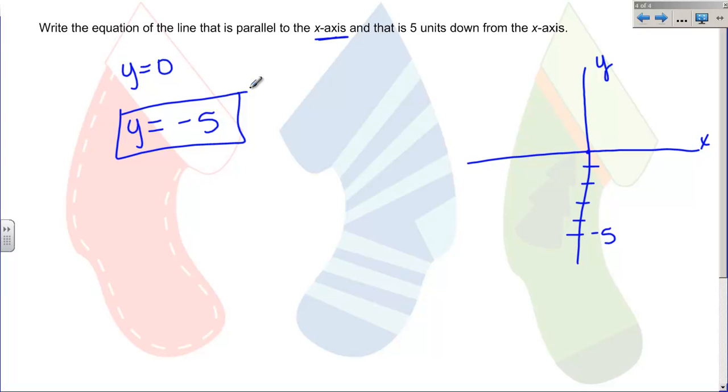Okay, that is applications of parallel and perpendicular. That's some stuff that is going to be useful to you when you get to geometry. We will practice this tomorrow, and I will see you then.